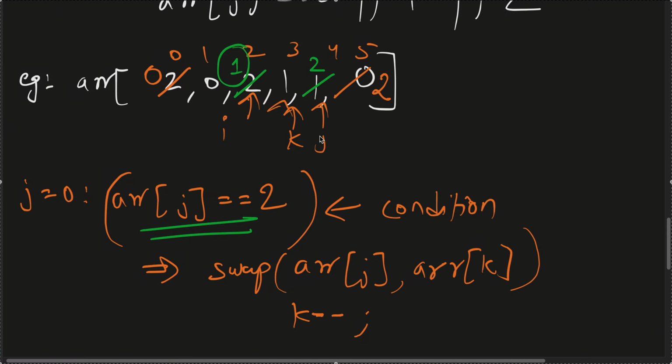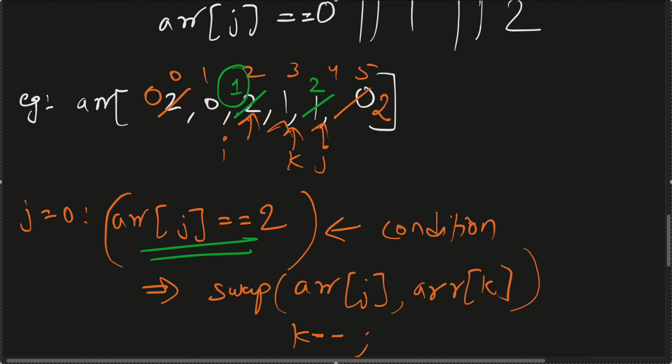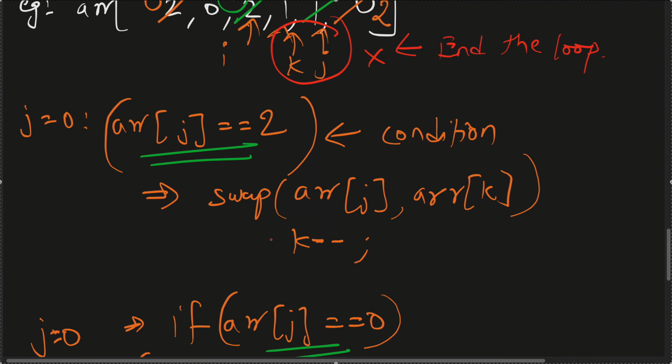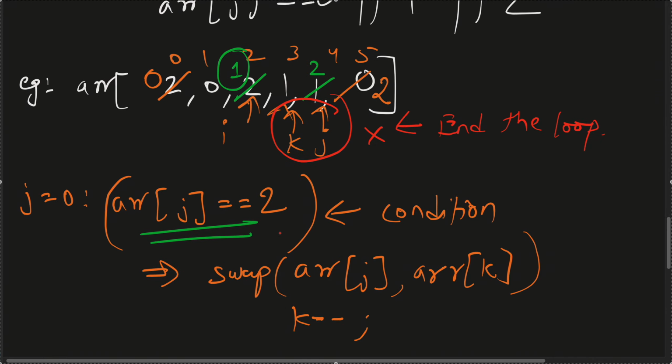here. Now see, this j and k cross, so we'll end our loop. Whenever j and k cross each other, we will end the loop, right? This is how you can solve this problem. If you want, I can give you another example, but I hope you understood the problem.